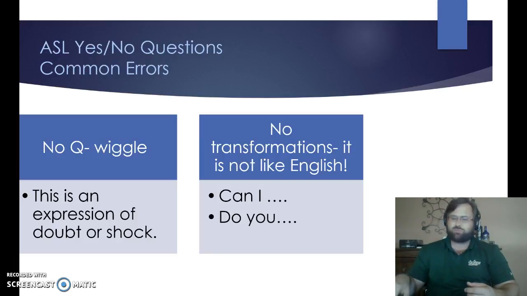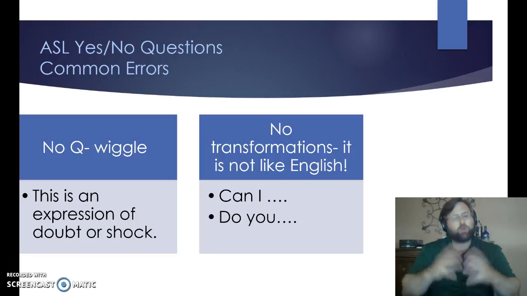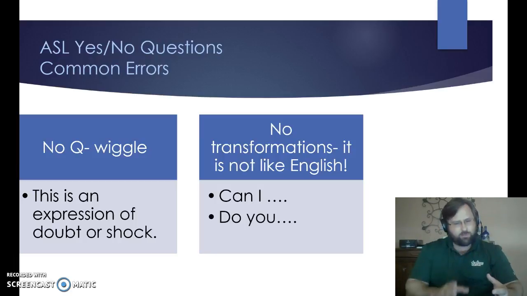But in ASL, there's no such transformation. So if the sentence is, I can go, in ASL, then it would be, I can go, and the question would be, I can go, with the facial expression. That's the only change. You do not sign can I, do you, will you, or anything like that. Those are all English transformations. Auxiliary verbs never come before subjects in ASL, not even when you're asking yes-no questions.